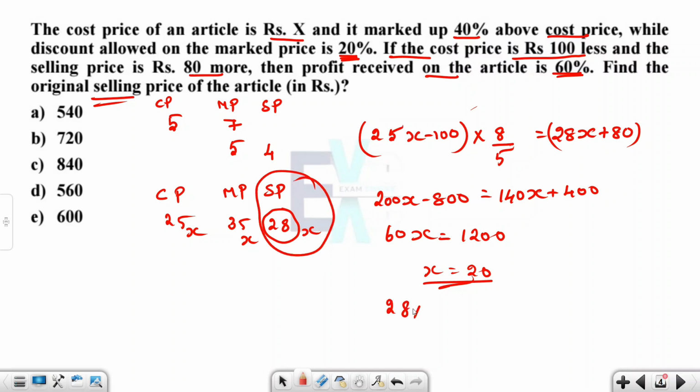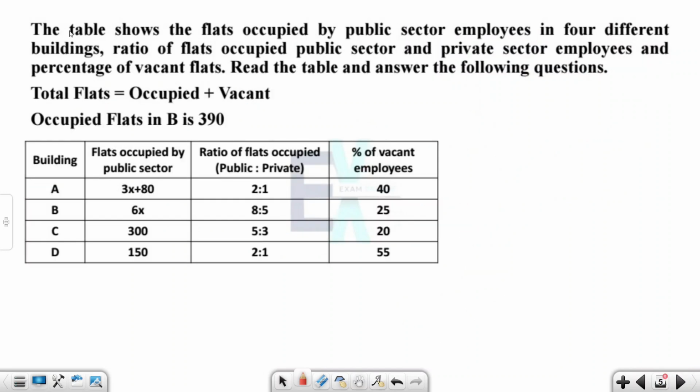So what is the original selling price? 28x. So what is 28 into 20? So 28 into 20 will be 560. So answer for this one will be 560. Okay, next we'll go for DA.